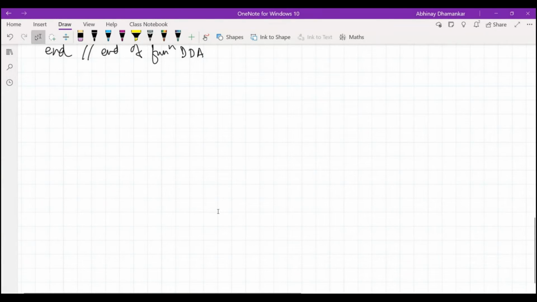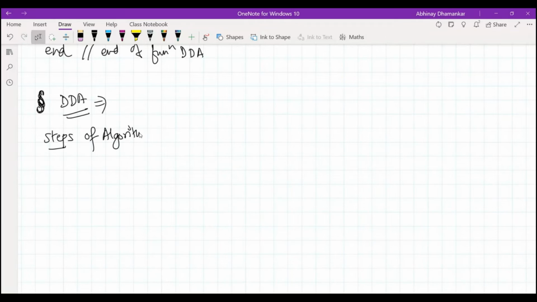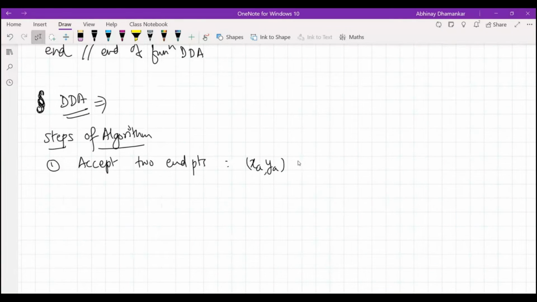Now let's write it down along with me also. DDA, steps of algorithm. First step, very generalized: accepts two endpoints, say XA, YA. You can use any nomenclature; last time we took XE, YE, no problem. XB, YB is the second point.